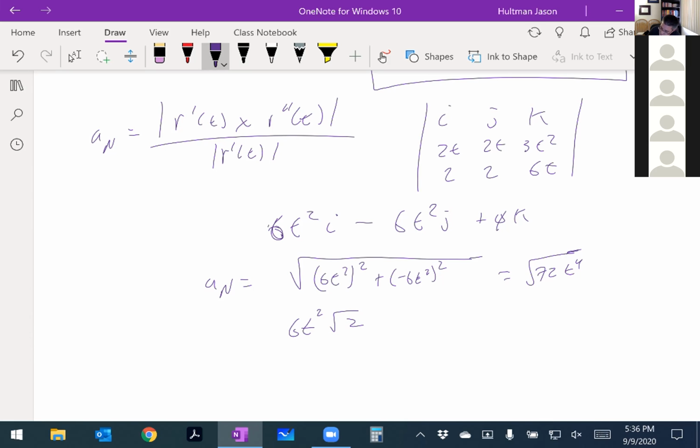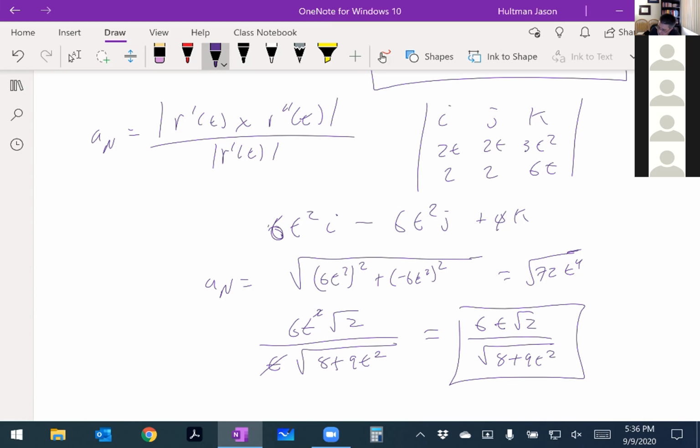Okay, the square root of 36 is 6. So that equals that on the top. Okay, and then on the bottom, we get this t times the square root of 8 plus 9t squared. The t's cancel, and I'm just left with 6t radical 2 over the square root of 8 plus 9t squared. And that's the a sub N.